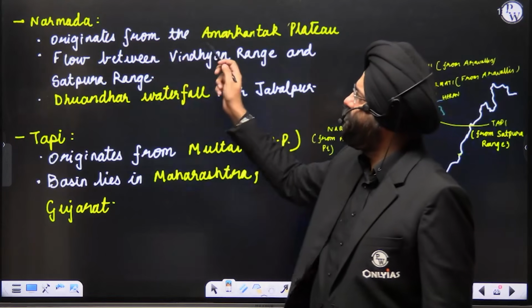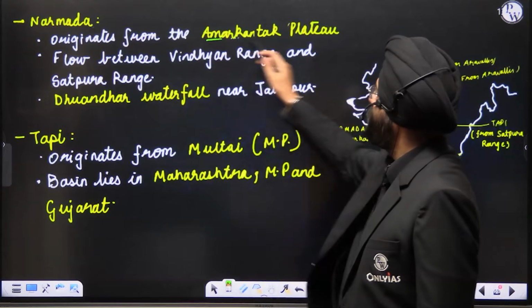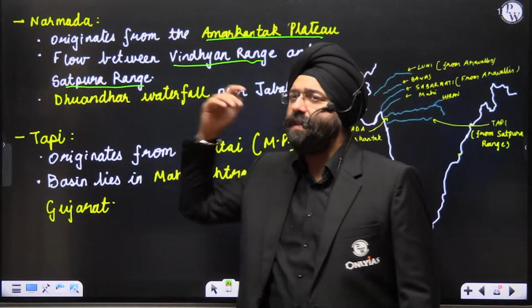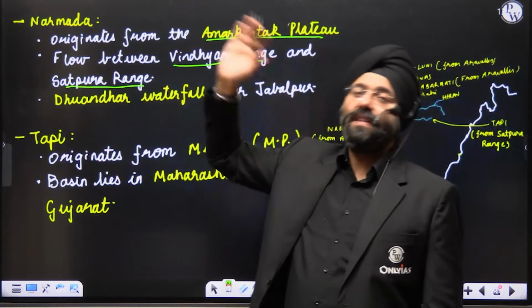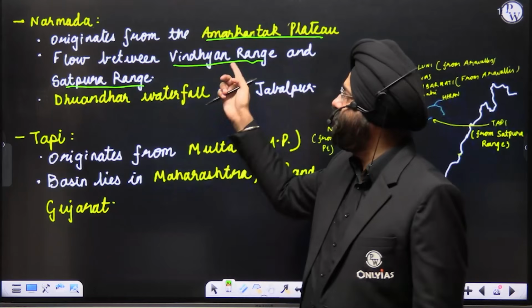Now the Narmada river originates from the Amarkantak plateau. It flows between the Vindhyan range and the Satpura range. This has been repeatedly asked in various PCS examinations and even in the UPSC as one of the statements. Which river flows between Vindhyan and Satpura?